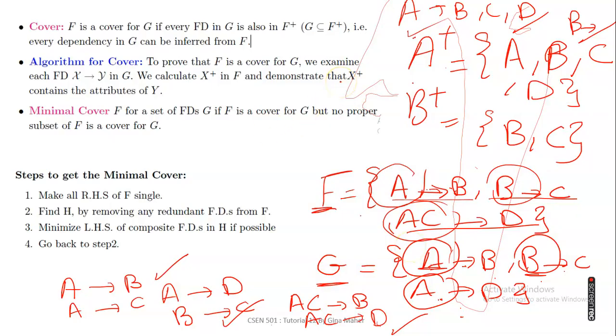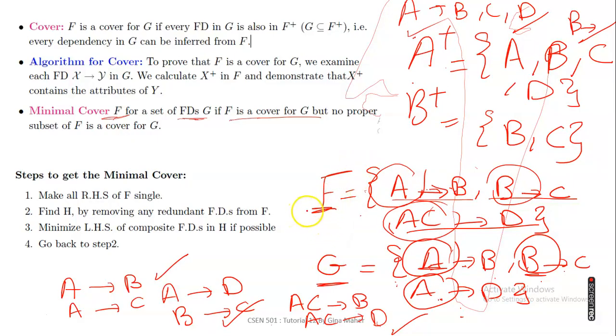Now, sometimes we want to get the minimal cover. How to get the minimal cover? And when can we say that there is a minimal cover for another one? F is a minimal cover for a set of functional dependencies G if F is a cover for G, but no proper subset of F is a cover for G. Okay? So, if they cover each other and no proper subset of F is a cover for G, which means that if we remove a dependency there, the relation cannot still hold.